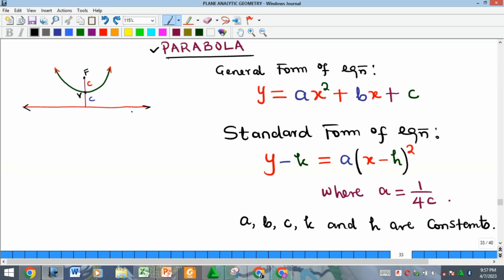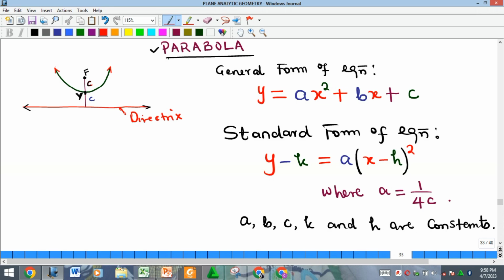So now there are a few things we need to study under parabola. The first, we need to know about the focus. This is the focus. This other black dot here is the vertex V. Now the distance from the vertex to the focus is C. Okay, this other straight horizontal line is called the directrix. So this is the directrix of the parabola.